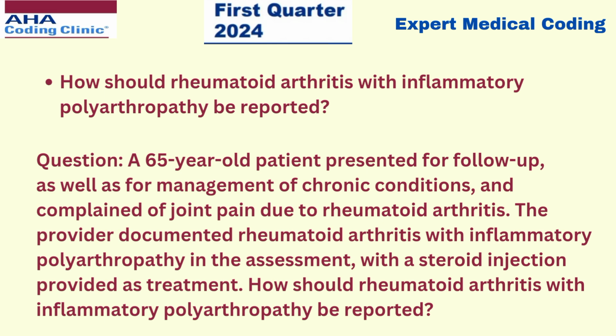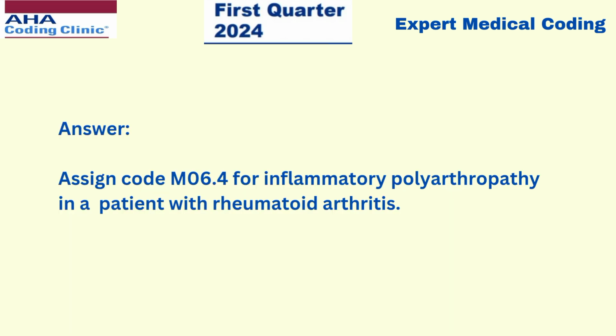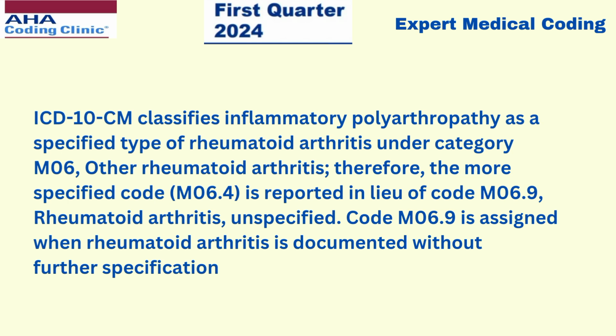And the answer here is, we have to go in the index and search for the main term polyarthropathy. Under that, subterm inflammatory will lead you to the code M06.4. So we have to assign code M06.4 for inflammatory polyarthropathy in a patient with rheumatoid arthritis. ICD-10-CM classifies inflammatory polyarthropathy as a specified type of rheumatoid arthritis under category M06, other rheumatoid arthritis. Therefore, the more specific code, that is M06.4, is reported in lieu of code M06.9, rheumatoid arthritis unspecified.